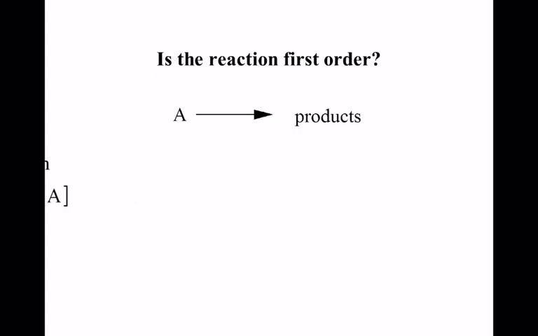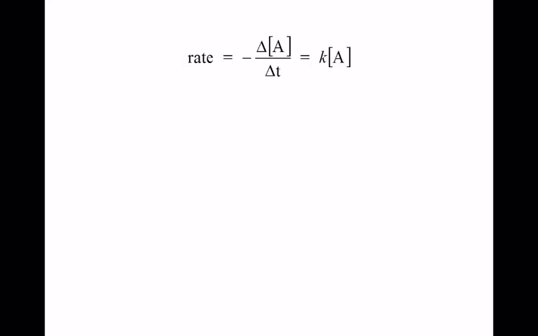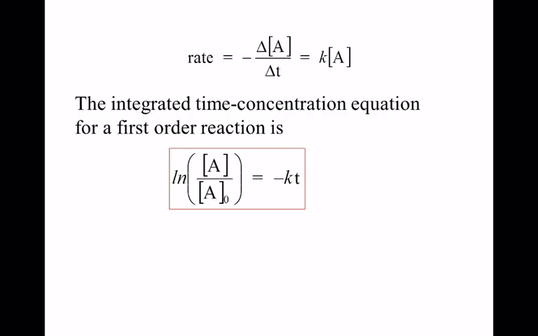So first order. If it's first order, then the rate law expression looks like this. Rate is equal to k times the molar concentration of A raised to the first power. We can go ahead and just know then that rate is equal to negative change in molar concentration of that reactant over change of time, and that's equal to k times molar concentration of A raised to the first power. Again, using calculus, we can actually come up with another relationship.